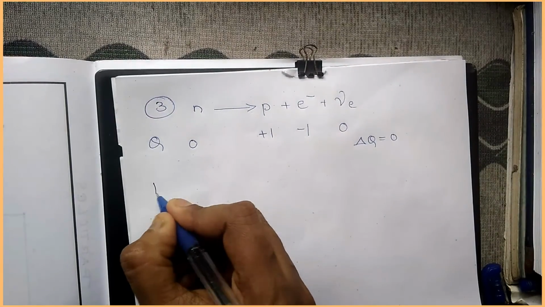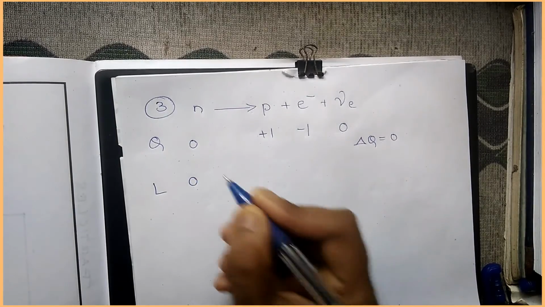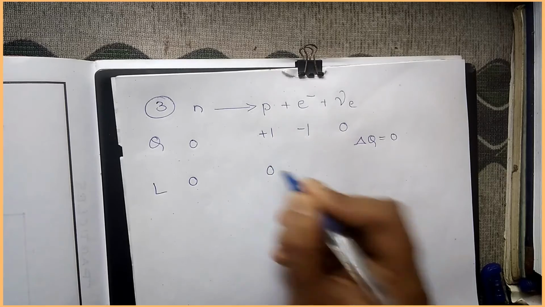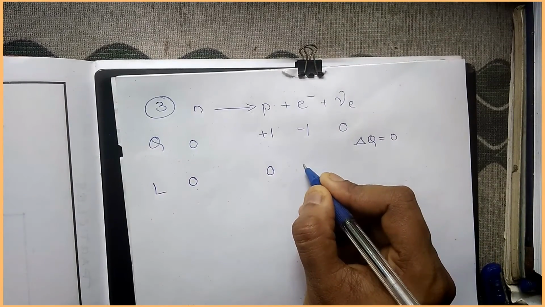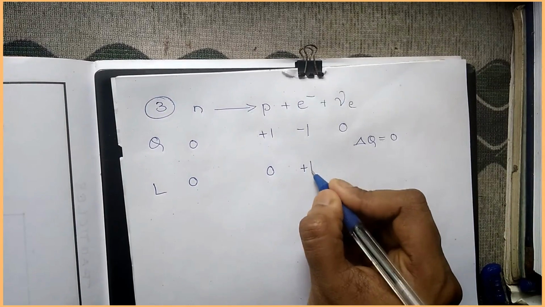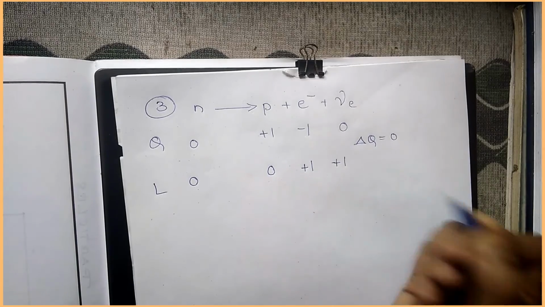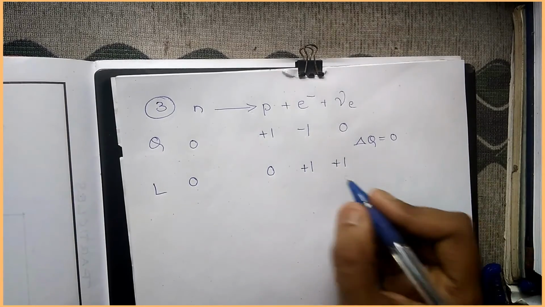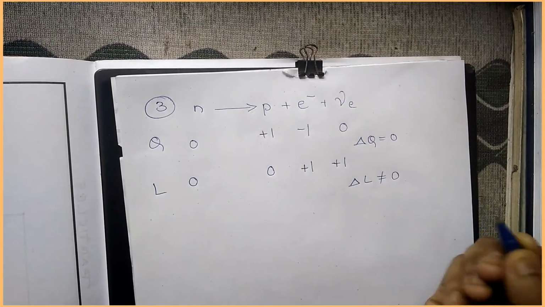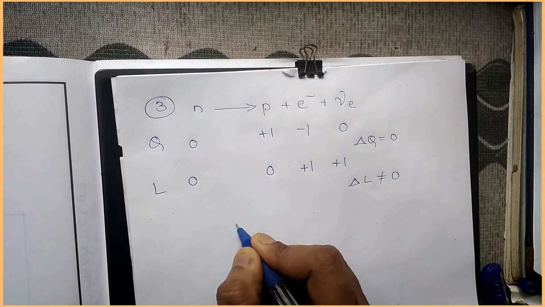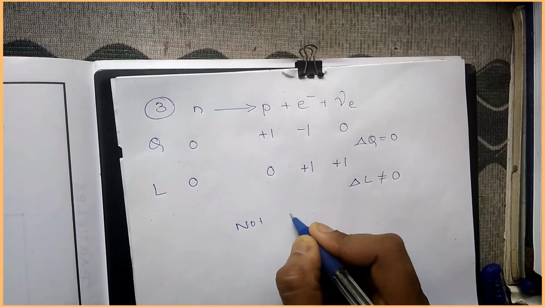Then next we will calculate lepton number. Lepton number is 0 for neutron. For proton also it is 0. Electron, since it is a lepton, is plus 1. For mu electron neutrino it is plus 1. That means delta L is not equal to 0. Without calculating baryon number, we can directly write this is not allowed.